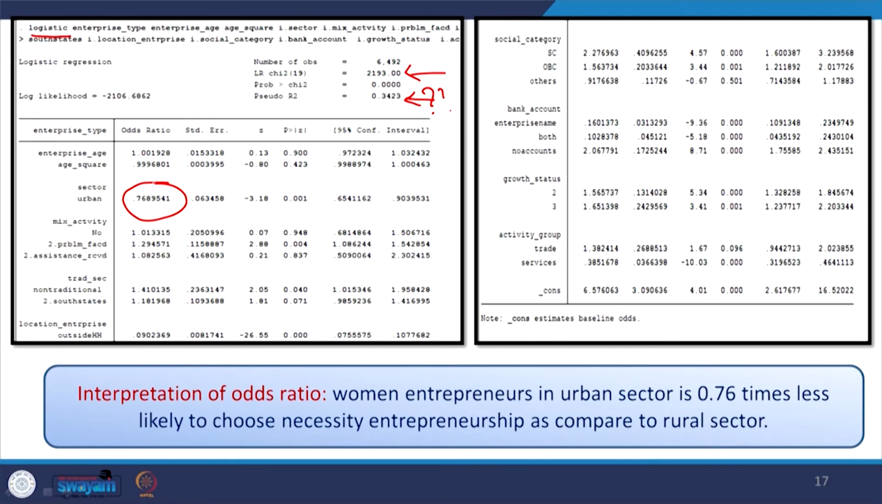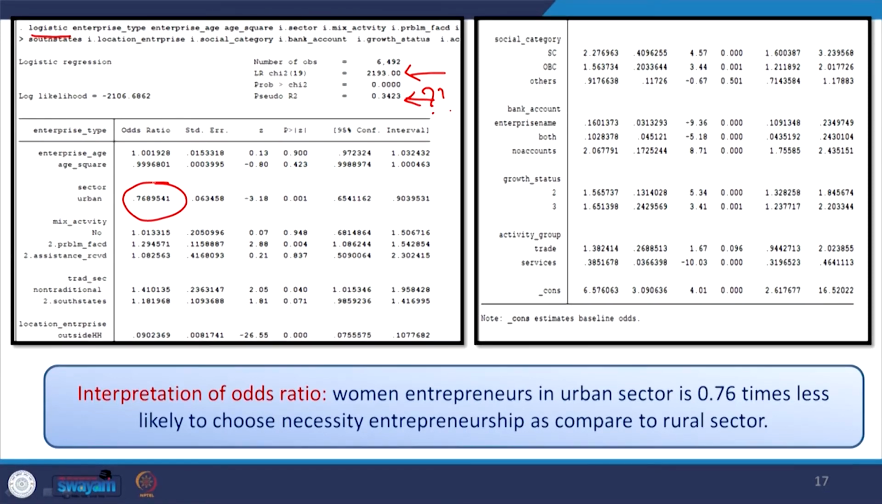The probability in favor of success or failure, and this is saying that being urban, a woman entrepreneur has a likelihood negatively linked to being a necessity entrepreneur. So the likelihood of the woman being a necessity entrepreneur is lower. The interpretation exactly is that she is 0.7 times less likely to choose or to be a necessity entrepreneur. Okay. So, being in an urban area.